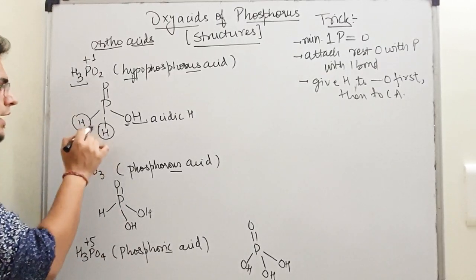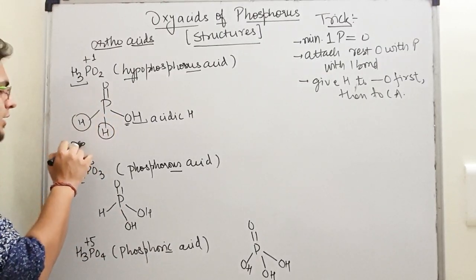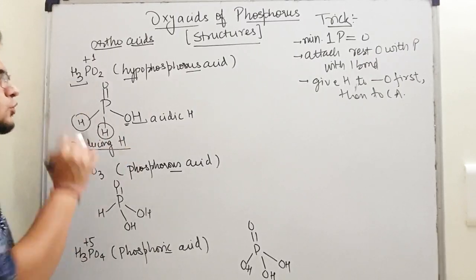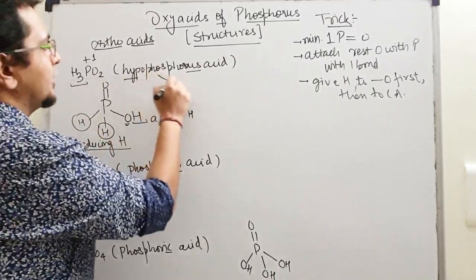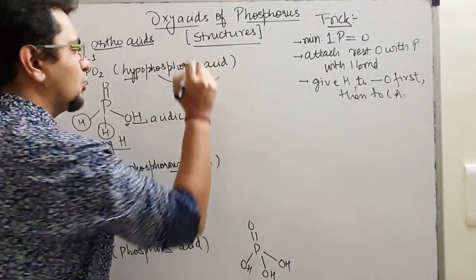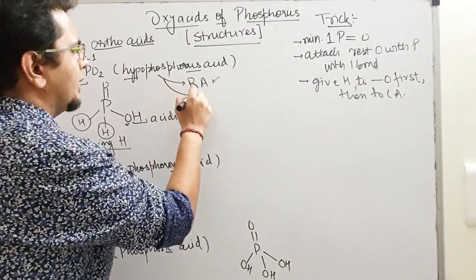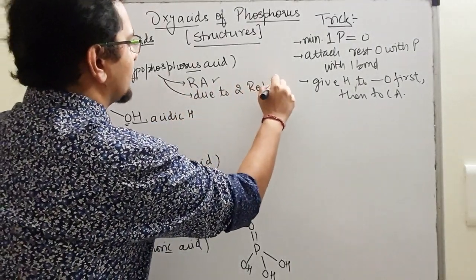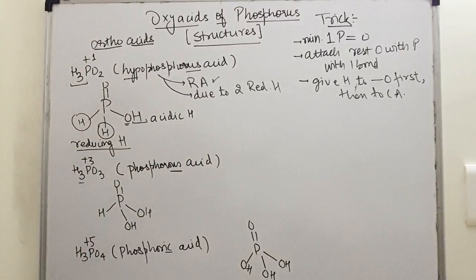These two directly connected to the central atom are called reducing hydrogens. So they will ask you whether H3PO2 is a reducing agent, yes or no? Absolutely yes. Why? Due to 2 reducing hydrogens. These are the 2 reducing hydrogens.